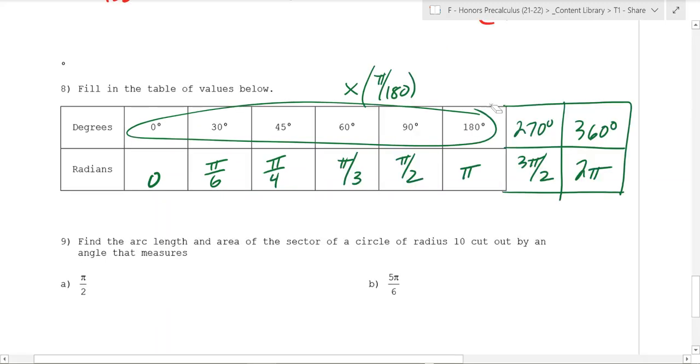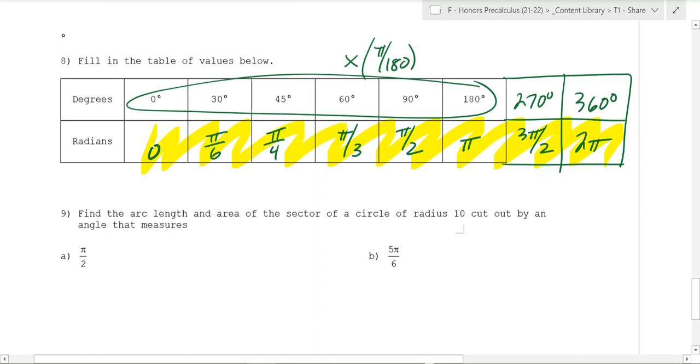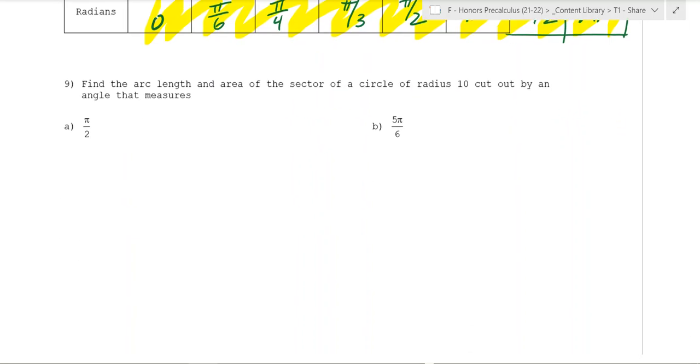These are really important values for you to know, these bottom values right here. So degree value on top, radian in the bottom. Generally speaking, radian values will have pi in it. It's very common.